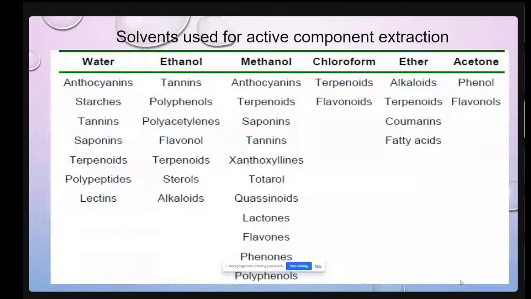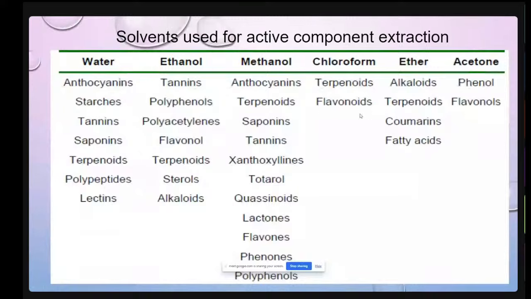Solvents vary from water to ethanol, methanol, chloroform, ether, acetone, etc. These are examples of the compounds that can be extracted from each solvent. As we can see, some active constituents or active molecules can be extracted either from water or other solvents, such as here tannins. As we can see, tannins can be extracted from water and also from methanol.